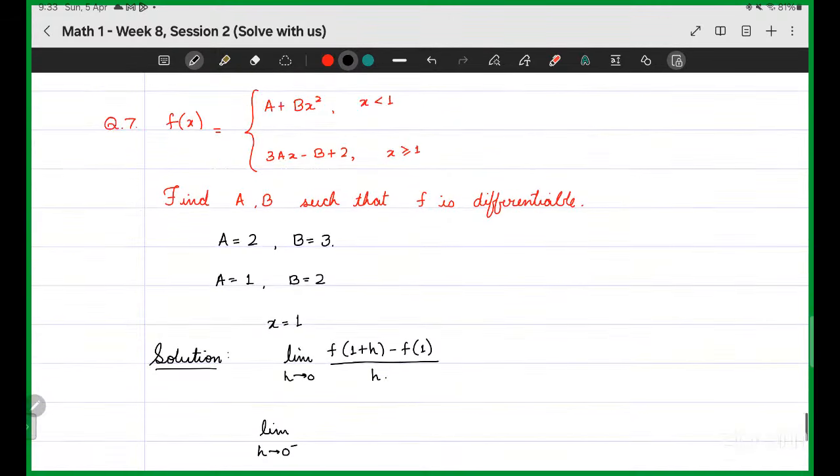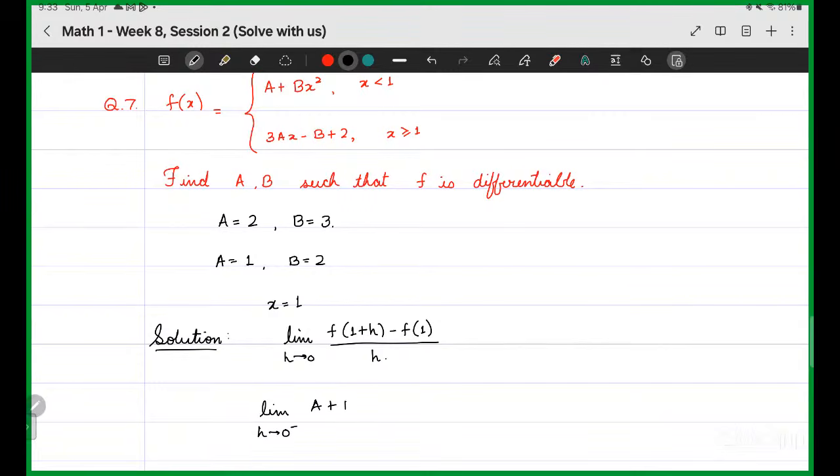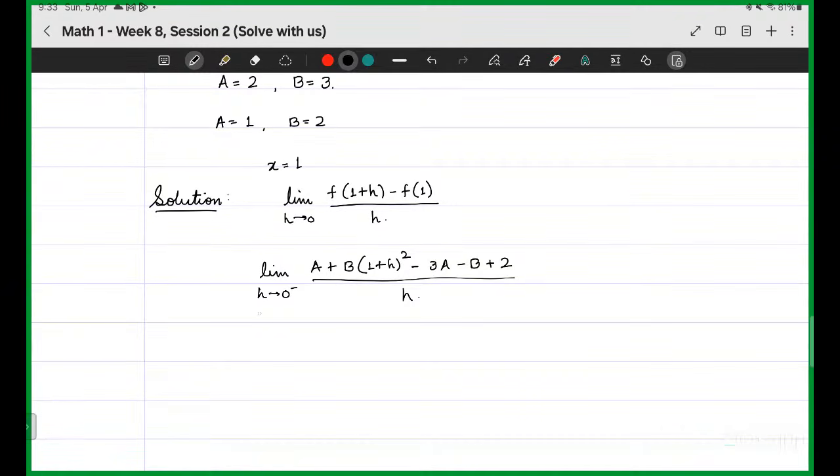So at the left-hand limit, this would be a plus b times 1 plus h the whole square minus f of 1, which is something like 3a minus b plus 2, divided by h. Limit as h goes to 0 minus, b plus h square b plus 2hb minus 3a minus b plus 2, divided by h. The b gets cancelled. But now you see there are terms which involve h and there are terms which do not involve h.